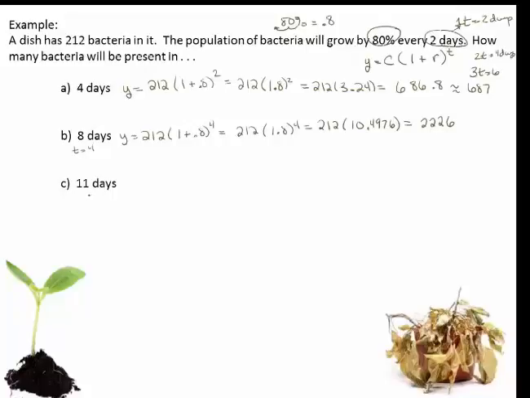Now here, where t is 11 days, 11 divided by 2 is 5.5. So that's what t will equal, is 5.5. So I'll have 212 times 1.8 to the 5.5. So I'll raise 1.8 to the 5.5. And I get 25.35. It's actually 25.35121, etc. It goes on and on. And I multiply that by 212. And I get 5,374.5, so 5,375 bacteria will be in that dish within 11 days.